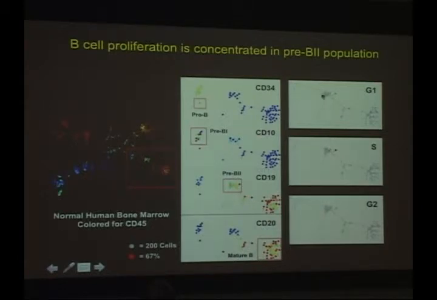But you can see that most of the G1 cells and the S phase cells are concentrated in this pre-B2 population, which is also much larger than the earlier pro-B and pre-B1 populations, as you might expect, and so the majority of proliferation of B cell development is coming from this pre-B2 population.